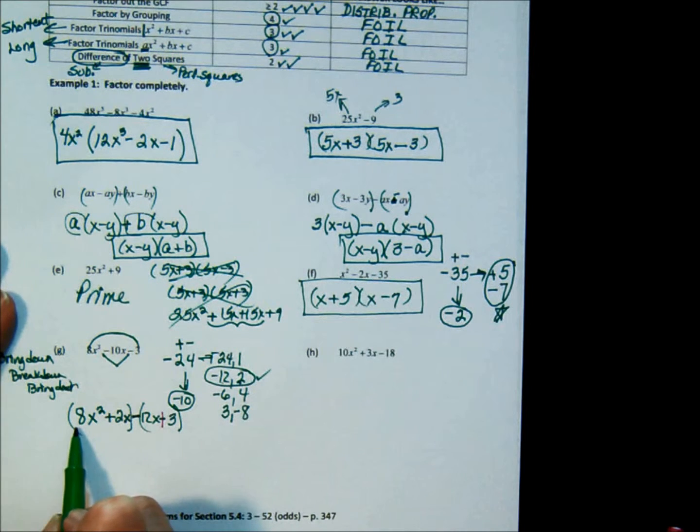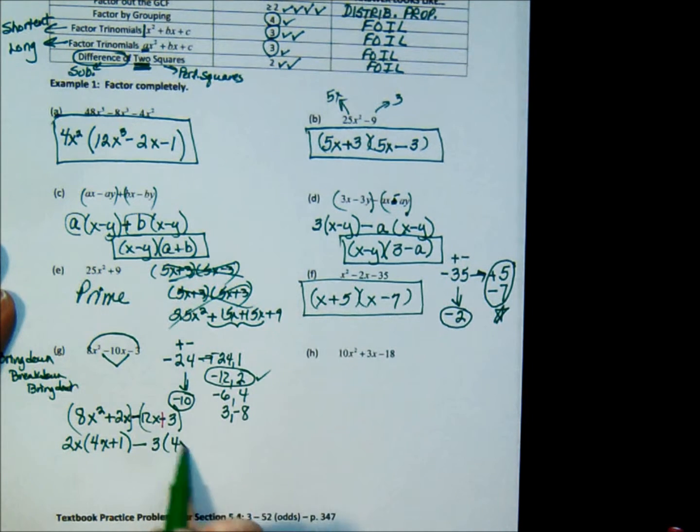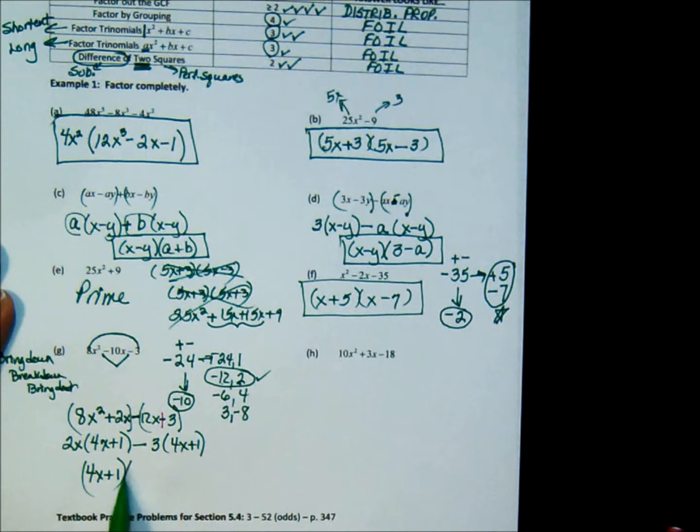And now we factor out the GCF of the first binomial. Write what's left. Bring down your minus sign. Factor out the GCF of the next binomial. Write what's left. They match, so 4x plus 1 is my first term, and 2x minus 3 is my second term.